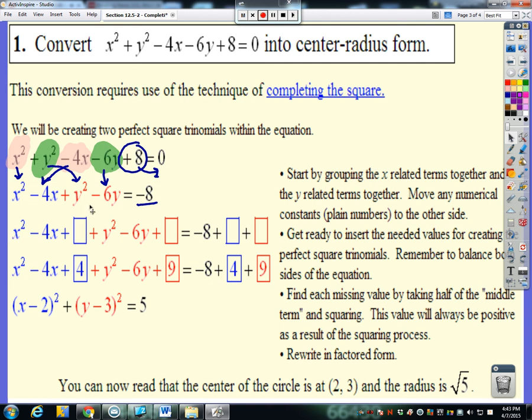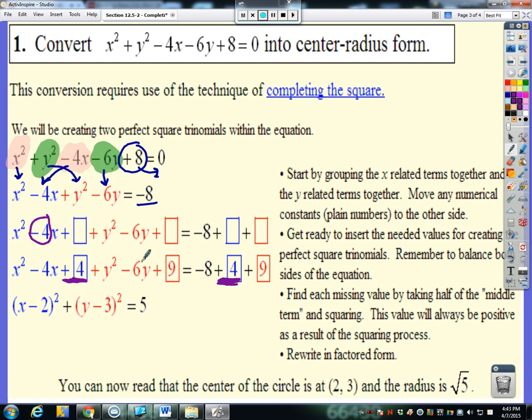Our coefficients in front of our squared terms are both 1, so we can start the next step here. We want to take our b term of our x, which is negative 4, take half of that b term and square it. Half of negative 4 is negative 2, and negative 2 squared is 4. This is that half b term squared. Whatever I add to the left side of the equation, this plus 4, I have to add to the right side of the equation to maintain algebraic equality.